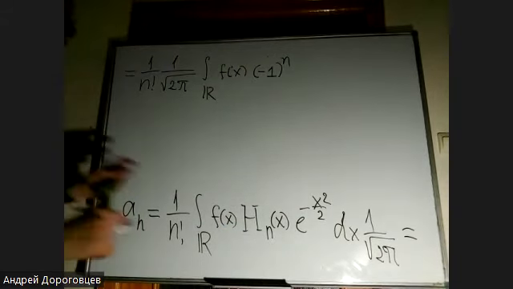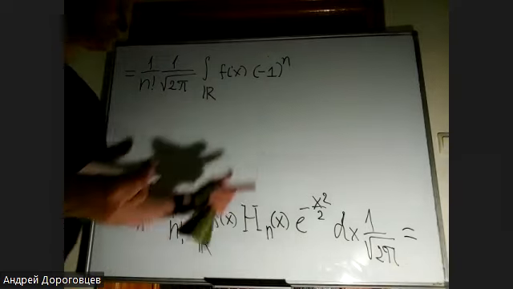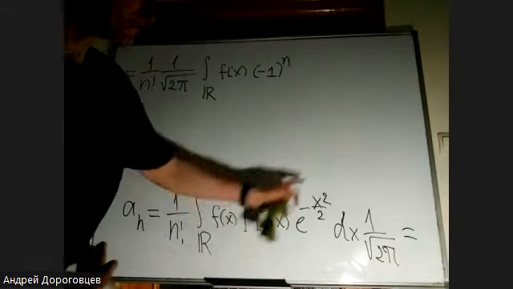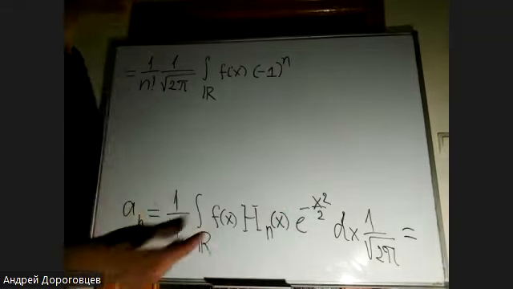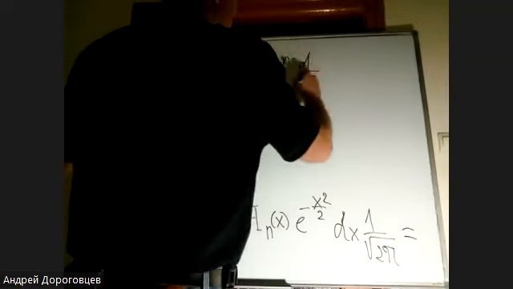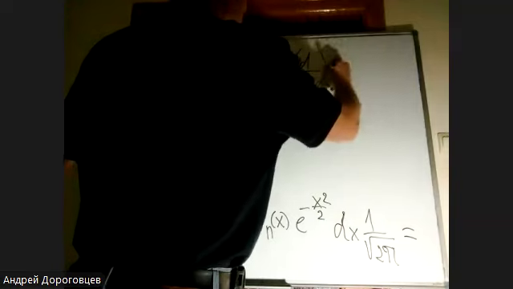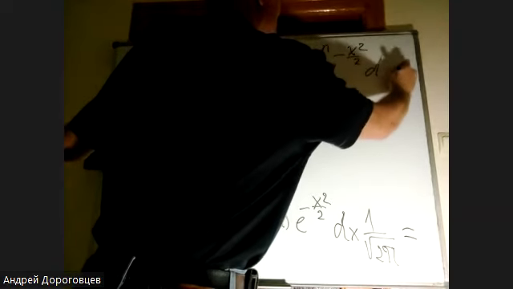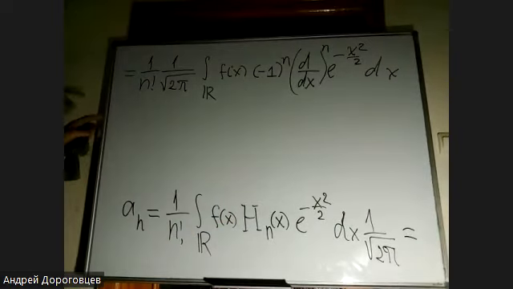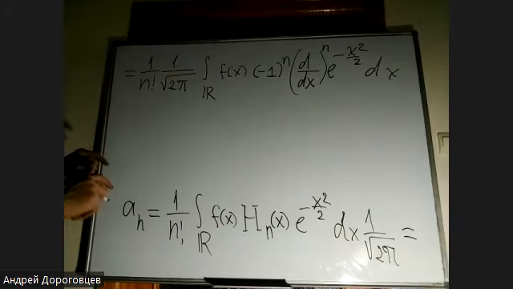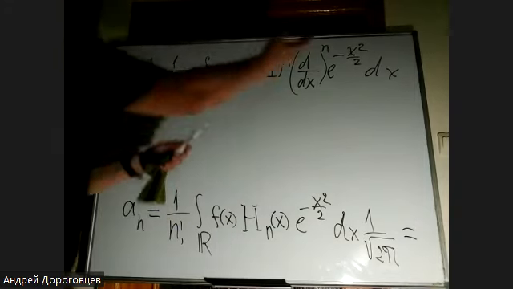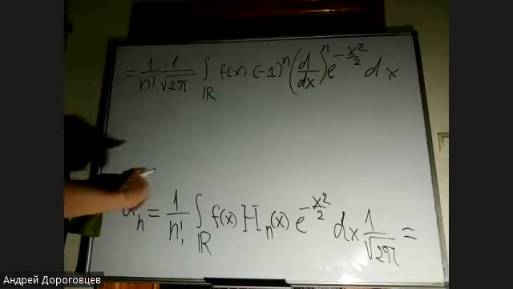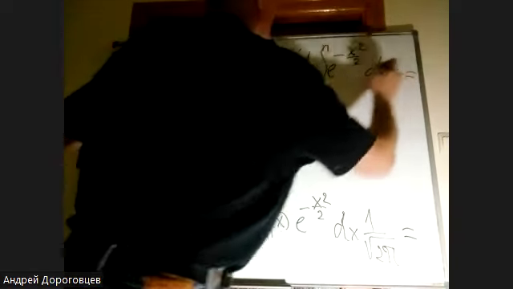You remember the formula for H_n. In this formula, e to the x squared over 2 is present, so it will annihilate with this one. So we have d^n over dx^n of e to the minus x squared over 2, dx. Now I am integrating by parts, just taking one derivative from here to this. So I will have this one.